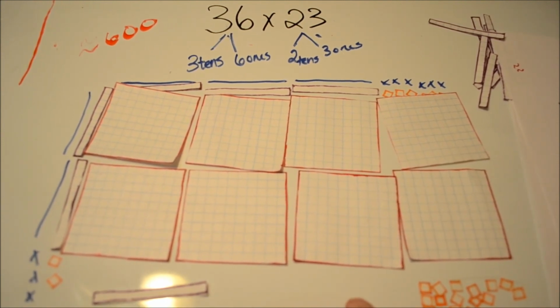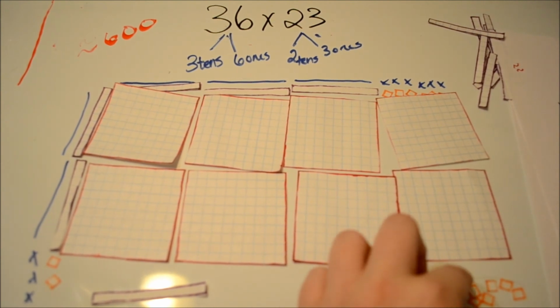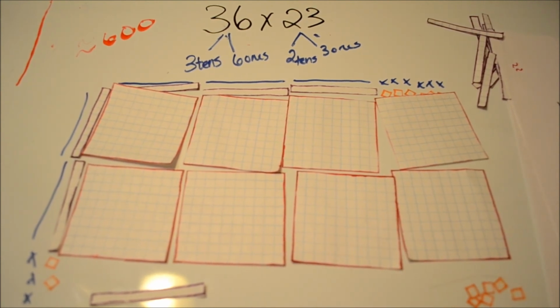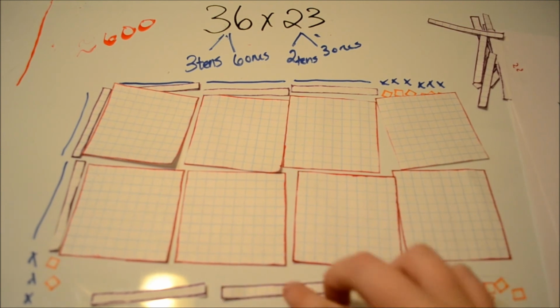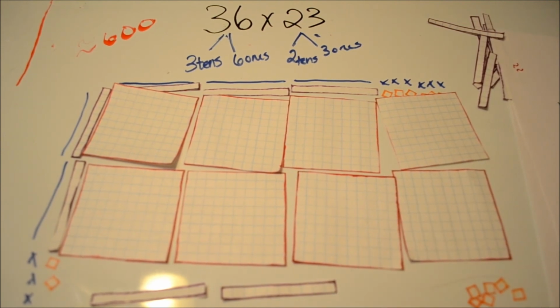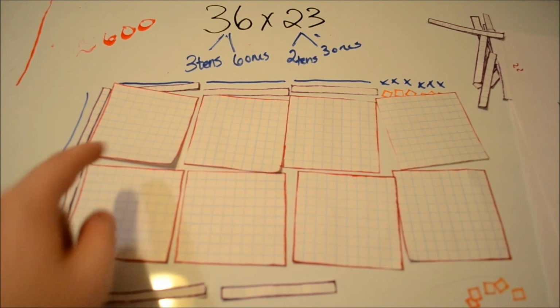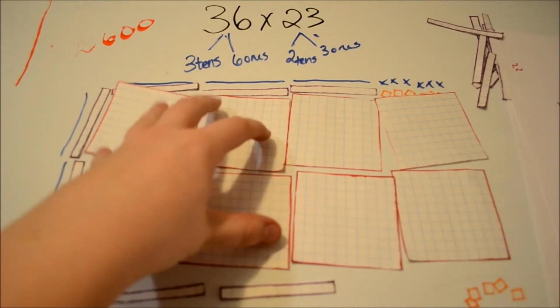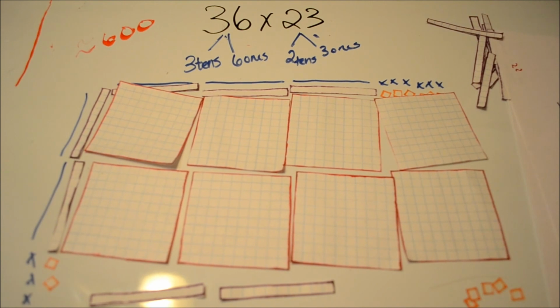And we can also trade or exchange some of these ones for a 10. So we'll go 3, 6, 9, 10 for another 10 block. So now we're left with 1, 2, 3, 4, 5, 6, 7, 8 ones. And so if you count it out, we have 8 hundreds, 2 tens or 20, and 8 ones left, giving us an answer of 828.